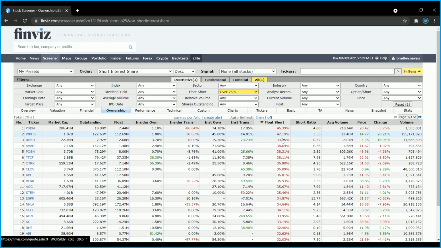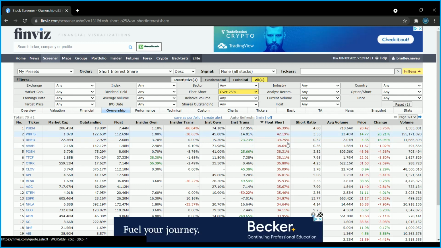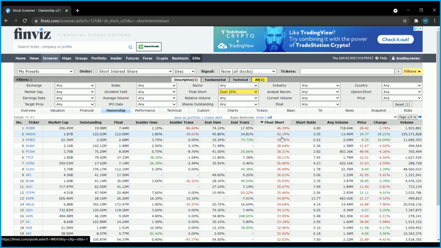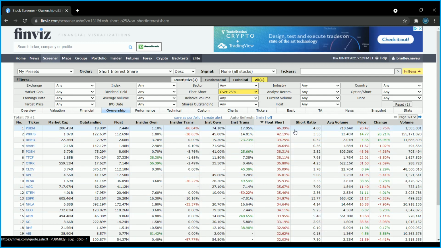So that's how you do that. There are a couple of things that I would recommend looking at when you're trying to find companies that are being heavily shorted, or if you're looking for a short squeeze. You want to look at the short ratio as well.